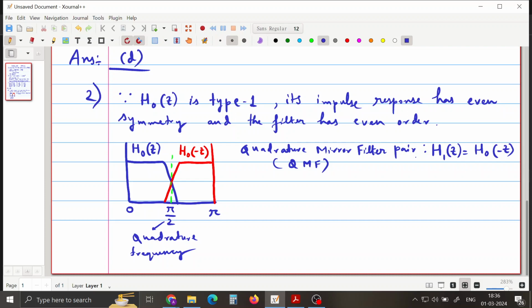Now you can take the inverse Z transform on both sides, which will give you small h1 of n equal to minus 1 to the power n times small h naught of n, using the property of Z transform. Or you can evaluate Z at e to the power j omega and take its inverse DTFT, which will also lead you to the same result: the impulse response of the other filter is nothing but minus 1 to the power n times h naught of n. So both ways are fine.